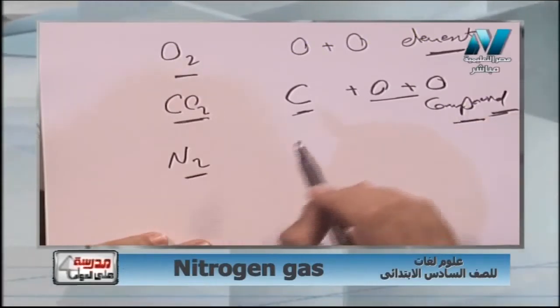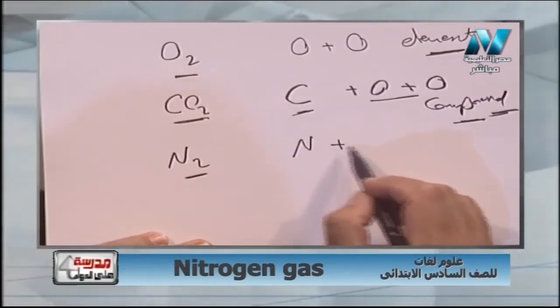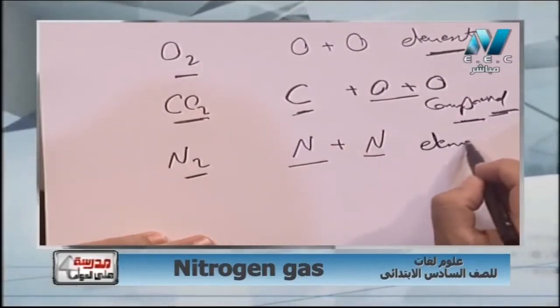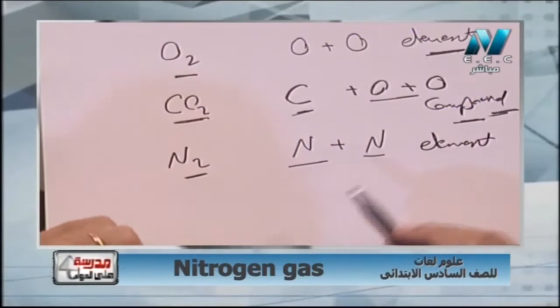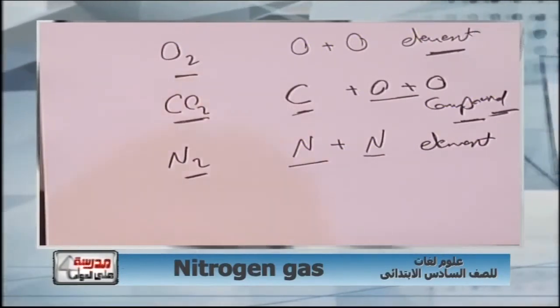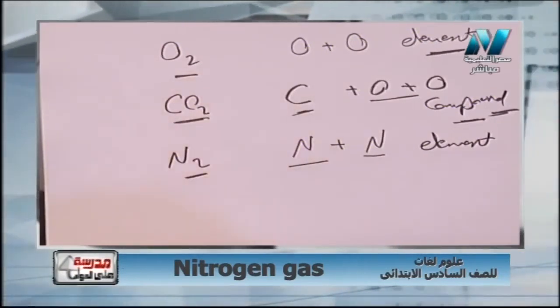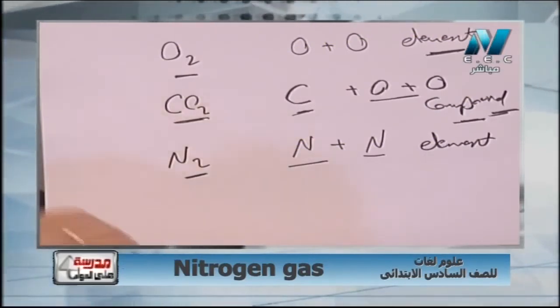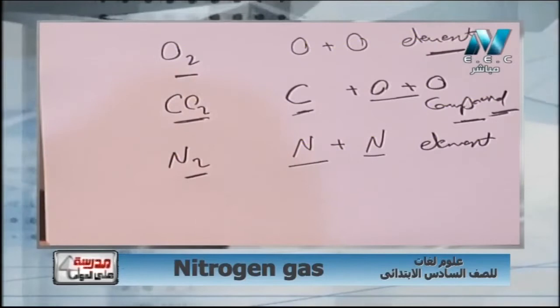Nitrogen N2 has 2 atoms of nitrogen. They are similar, so we call it an element. So again, the main difference between element and compound is that an element consists of similar atoms, but a compound consists of different atoms. So again, nitrogen today is considered as an element.